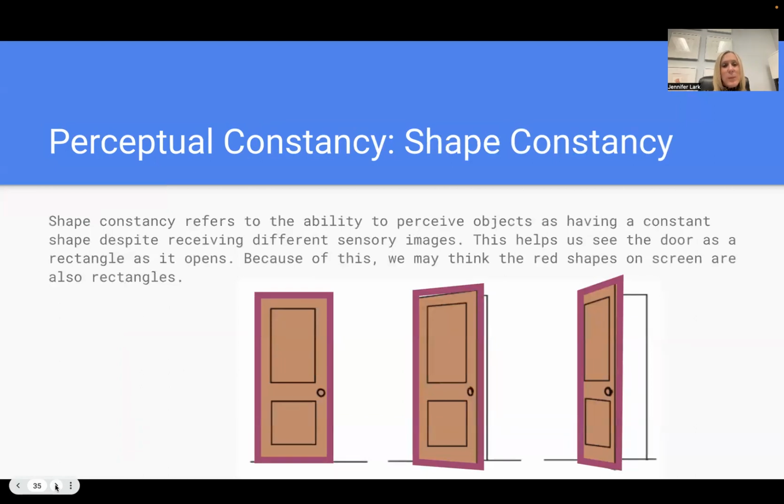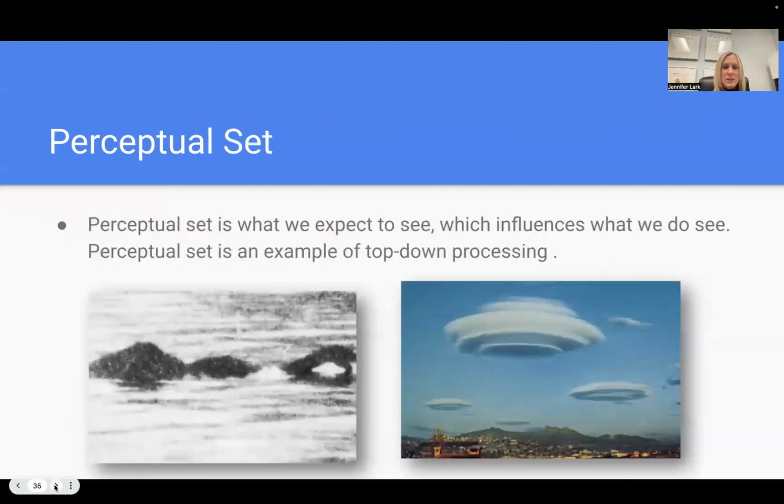And then lastly, we have shape constancy, and this is our ability to perceive objects as having a constant shape, even though if the object is rotated differently on our eyeballs, we should perceive it as a totally different shape. So for instance, this door, our brain perceives as a rectangle, regardless of what position the door is in. This is all helpful for us to make sense of the world around us.